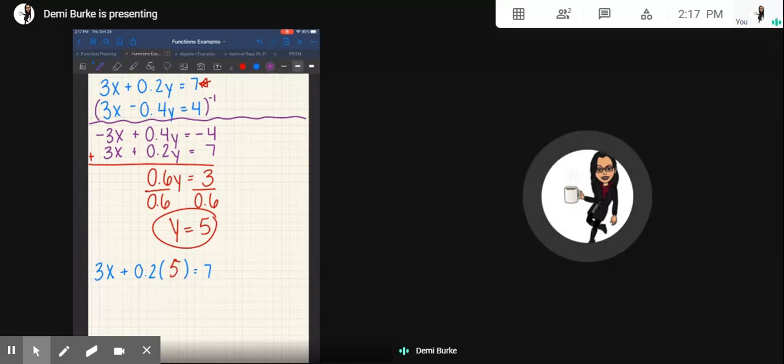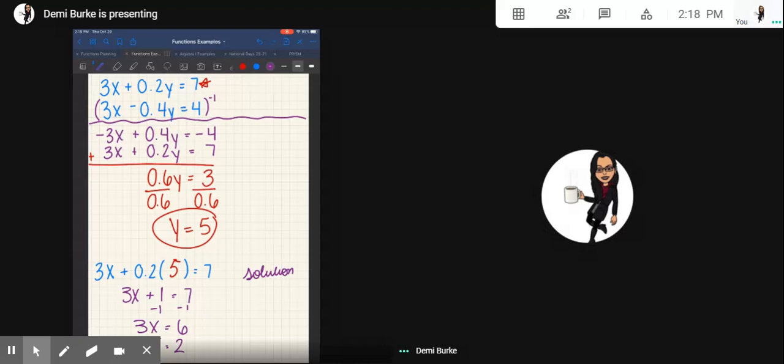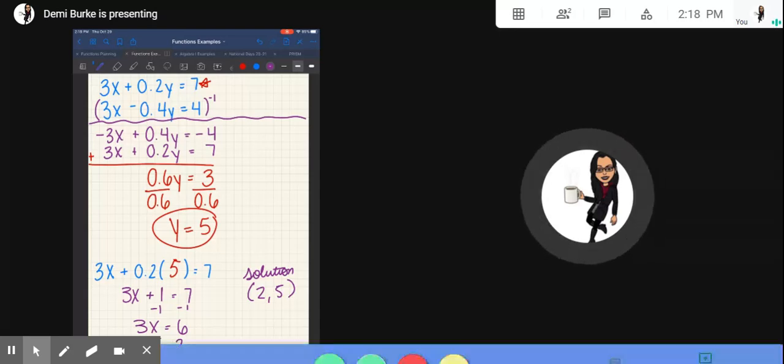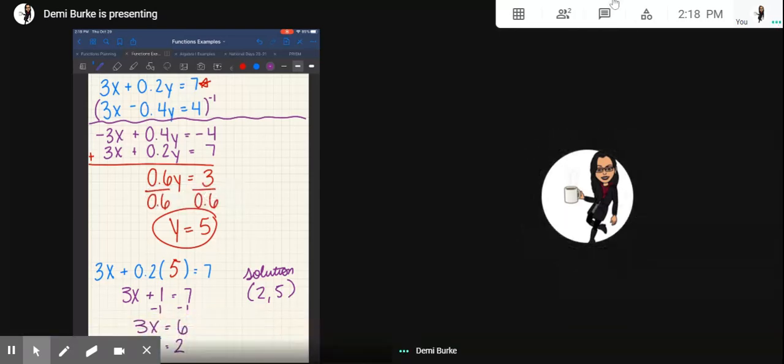So in purple, we can solve like normal. 0.2 times 5 is 1, which brings us back to algebra 1 roots. We subtract the 1 from both sides. 3x is equal to 6, which makes x equal to 2. And my solution is 2, 5. Hopefully that helps, and just let me know so that I can help you out.